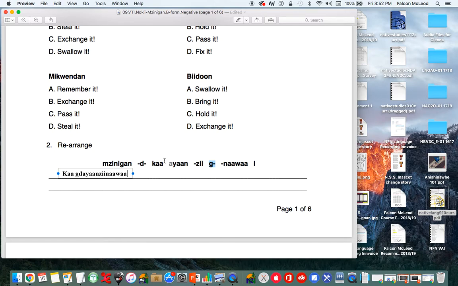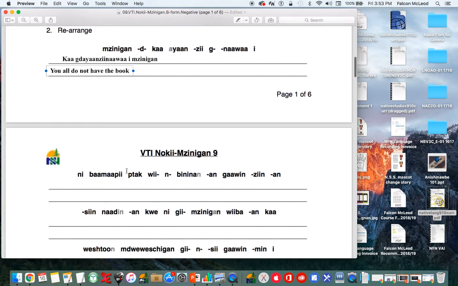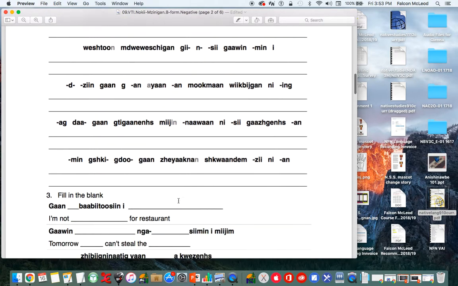And then from there, all that's left is mzinigun, which is our noun. So this one, ka gadayan zina wa mzinigun. This means you all do not have the book. All right. So if you're unsure of how to translate these or how to put these together, consult your notes from our negative A form lesson. So that would have been 2 lessons ago. All right. So I'll leave the rest of these for you guys to do on your own.